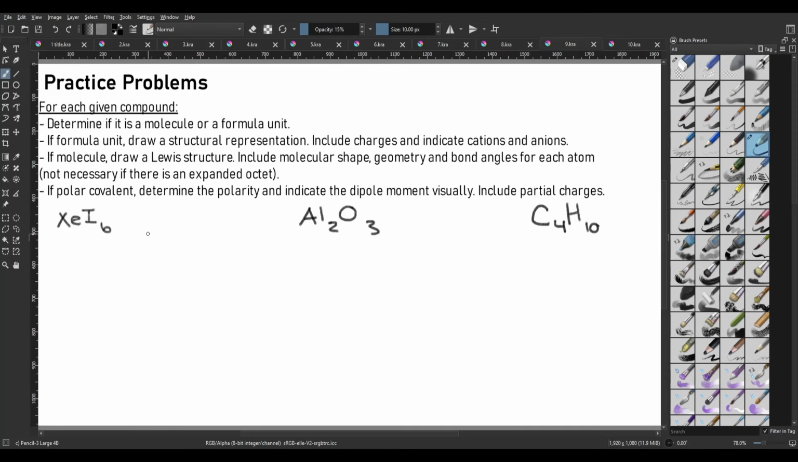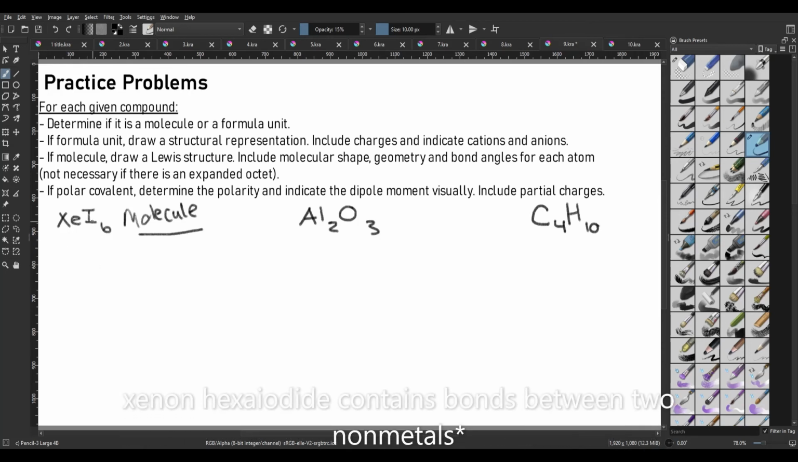First part of the question asks, determine if it's a molecule or a formula unit. Well, that's easy. Is it nonpolar, polar, some sort of covalent, or is it ionic? Well, the answer is it's going to be covalent. So that's going to make it a molecule. Why do we know that this is true? Because if we take the electronegativity difference between xenon and iodine, it's going to be relatively small. And that means it's going to be a molecule. Ionic compounds form between a metal and a nonmetal, and the electronegativity difference is going to confirm that, so we know that it's a molecule.